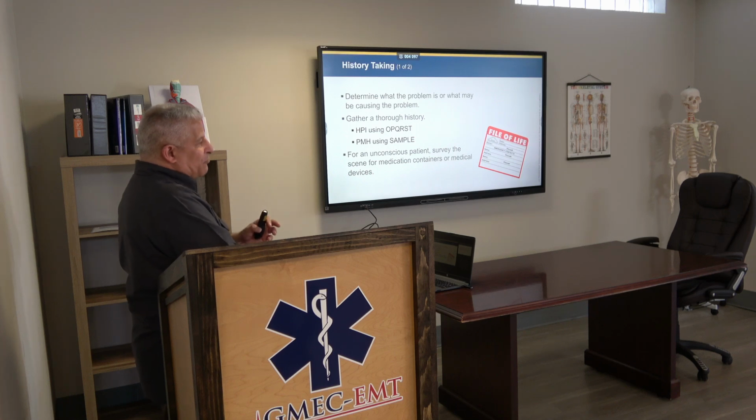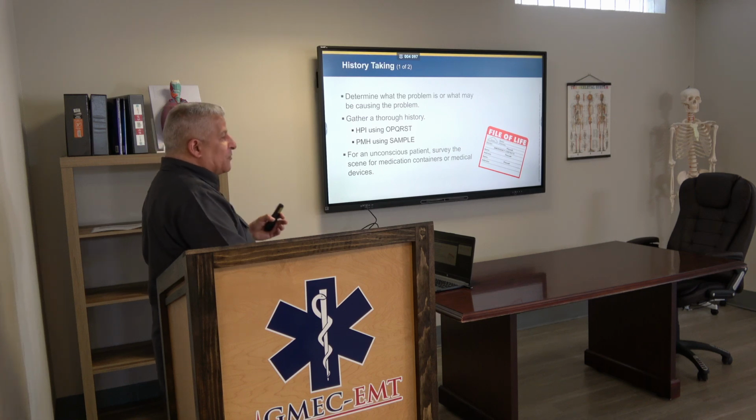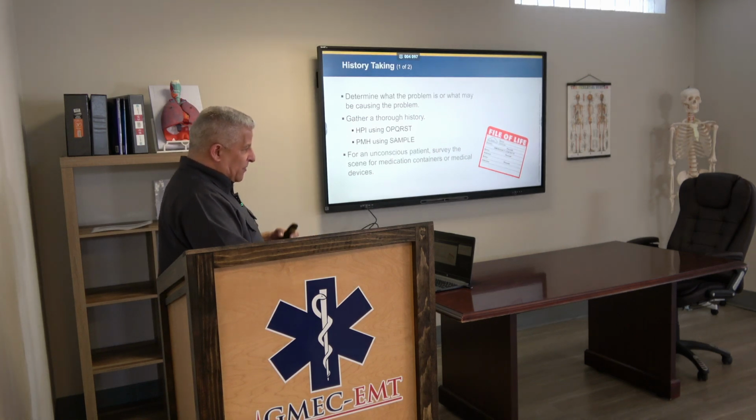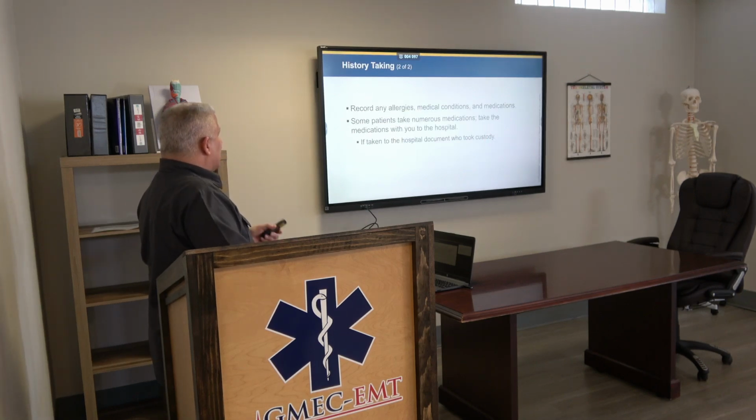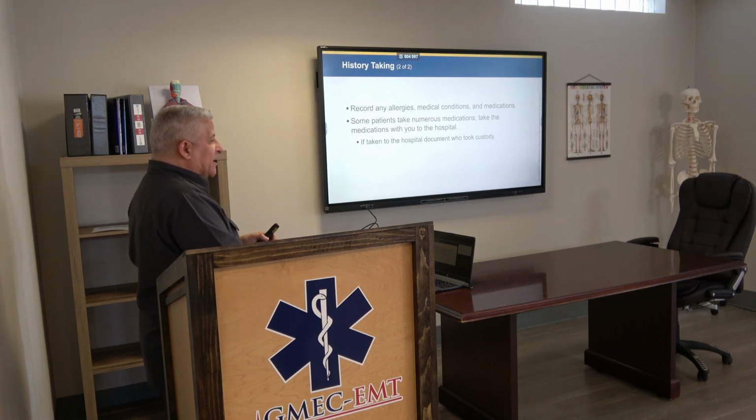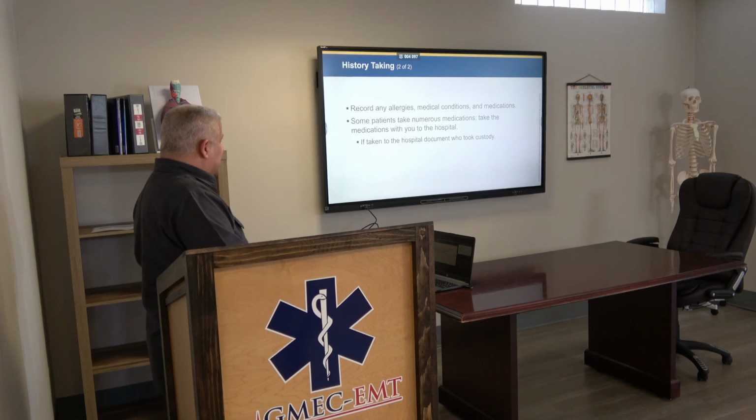For an unconscious patient, survey the scene for medications, containers, or medical devices. They could have medical alert bracelets on their wrist or around their ankles. You may have a medical card on their nightstand or in their wallet that's going to give you a history of their illness. Record any allergies, medical conditions, and medications that are present at this time. Some patients take numerous medications. So when we notify the hospital, either bring the medications with you or write them all down, because the medical problem that they're having right now may be a conflict between the medications they're taking.